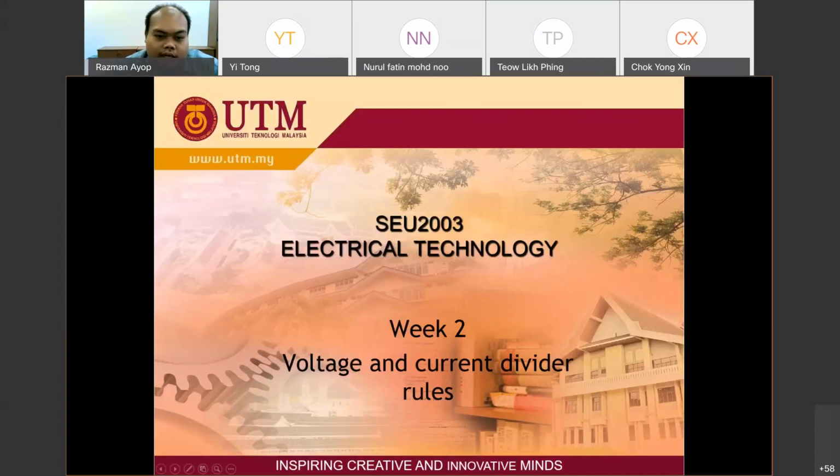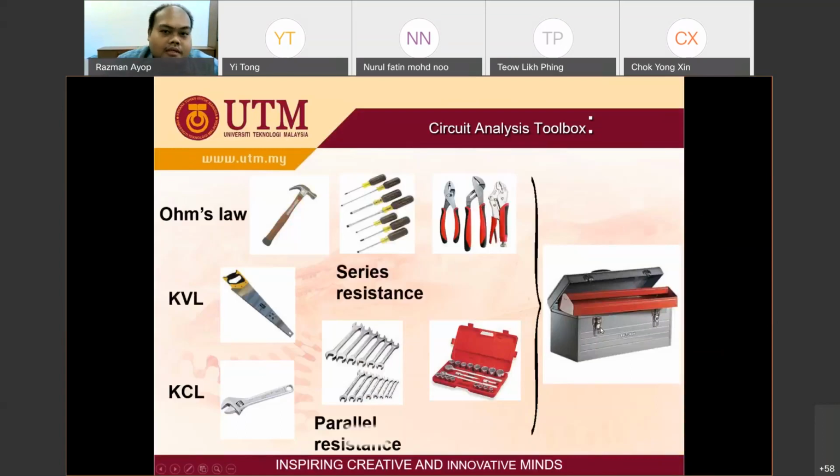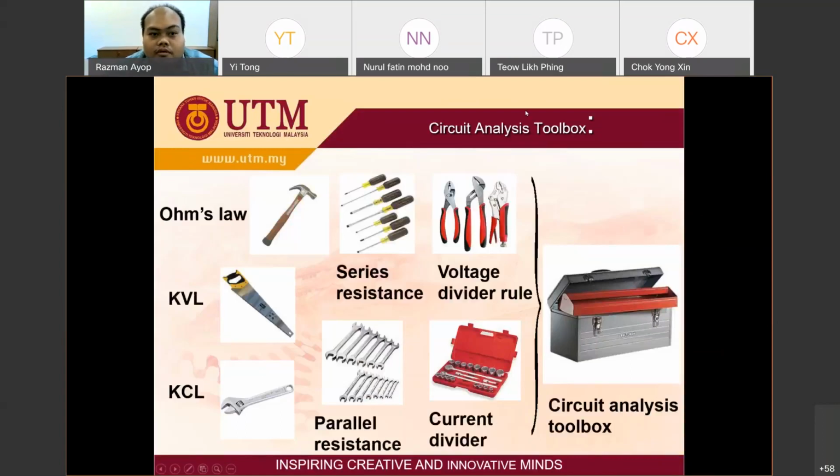Okay. Today we will learn about voltage and current divider rule. Previously we learned about the circuit analysis toolbox. You learned about Ohm's law, Kirchhoff's Voltage Law, Kirchhoff's Current Law, series resistance, and parallel resistance. Last week you learned all these five, so you can use them to solve electrical circuit problems. There is another theory that you can use to solve these problems: voltage divider rule and current divider rule.